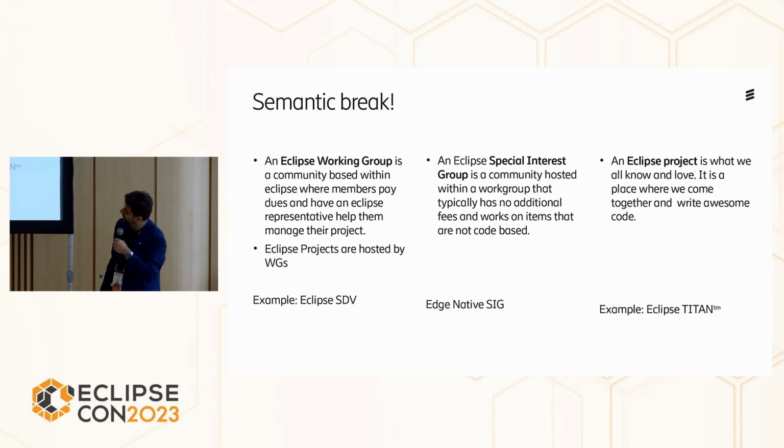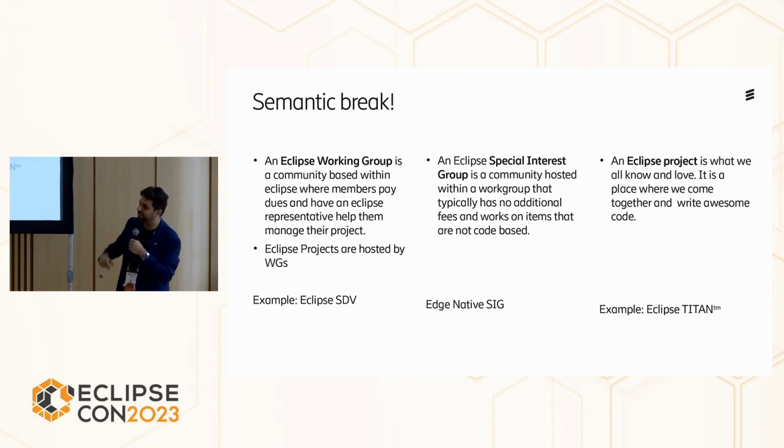An Eclipse special interest group is a community hosted within a working group. You don't have to pay dues for it because you already paid for being in the working group. And it has no code output. It's just documentation, but you need these specs. You need all this stuff. So an example is the Edge Native SIG.